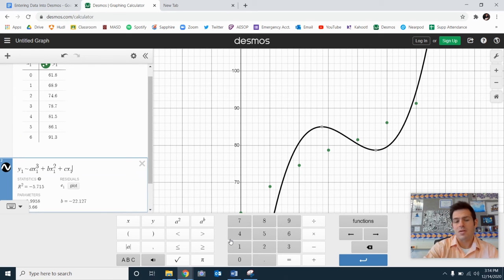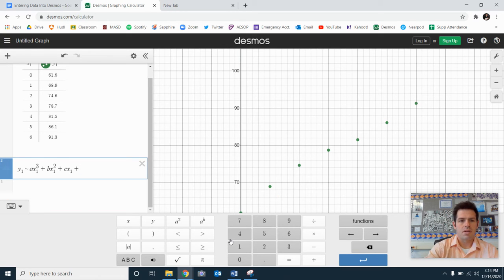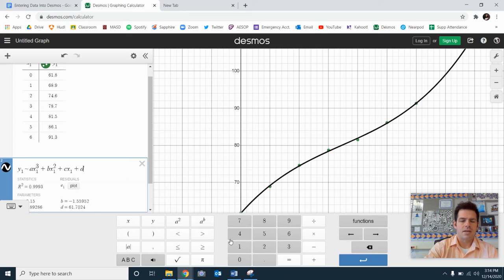cx1. So again, every time there's an x in a general form for a cubic, I got to make sure I have the x1, plus d. D we leave there. That would be the constant on the back end of our problem, or in this polynomial function. So we have a cubic regression model here, a cubic polynomial, exponent's 3.